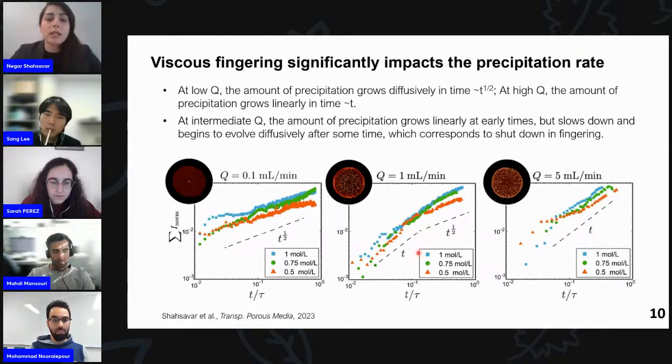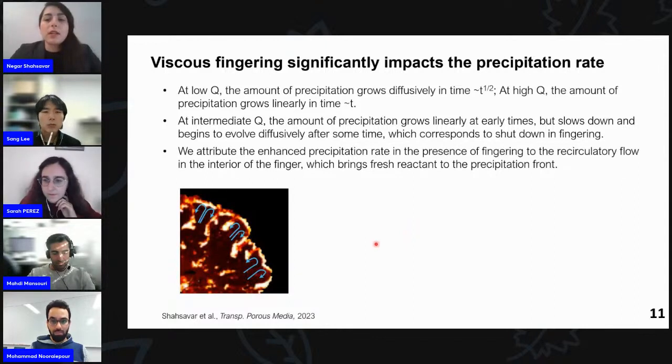And for the intermediate injection rate, we have linear scaling at the beginning, and then it evolves diffusively in time. The transition in the scaling corresponds to the shutdown in viscous fingering. Viscous fingering enhances precipitation production rate, and the reason is that it generates a recirculatory flow inside the finger, which brings fresh fluid, fresh reactant, to the mixing zone and enhances the mixing and reaction.